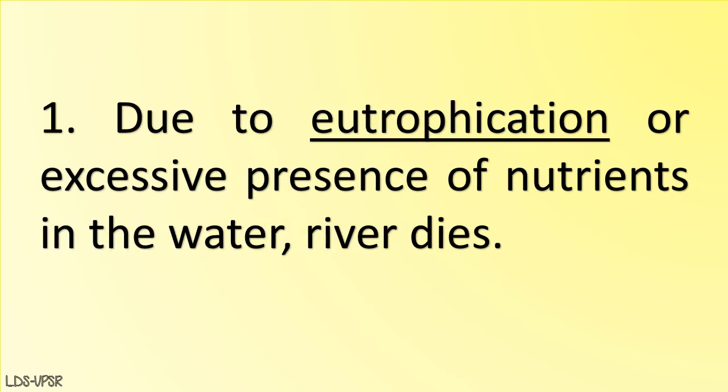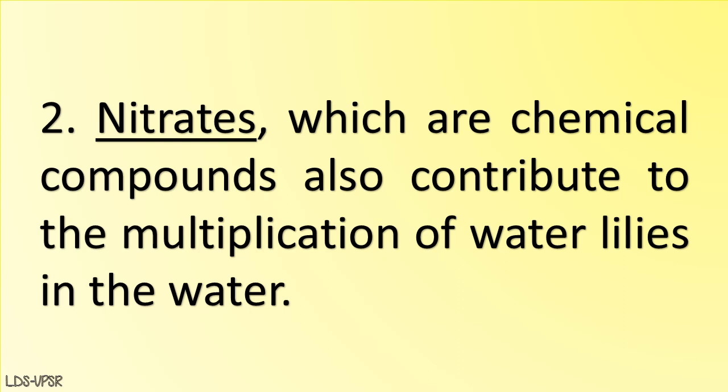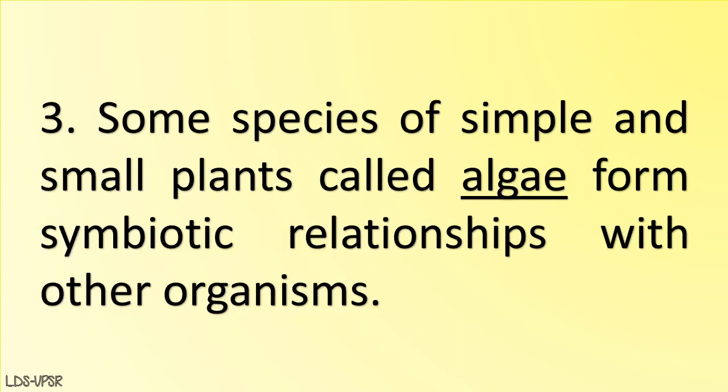Number 1. Due to eutrophication or excessive presence of nutrients in the water, river dies. Number 2. Nitrates, which are chemical compounds, also contribute to the multiplication of water lilies in the water. Number 3. Some species of simple and small plants called algae form symbiotic relationships with other organisms.